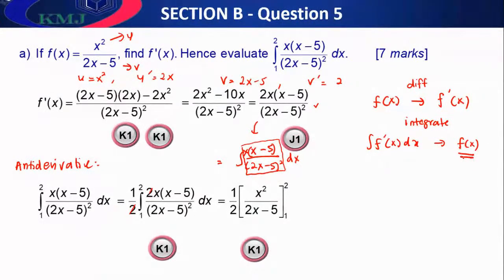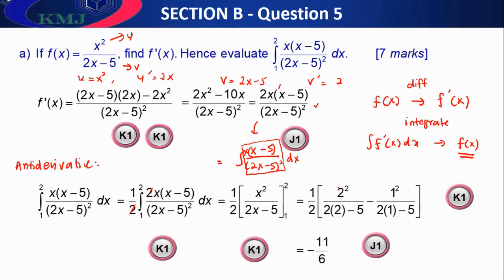Okay, all right, so we just substitute the function of f(x) here. So x squared over 2x minus 5. And do not put plus c because this is the definite integral. The limit is 1 and 2, so we just substitute 2 into x minus, substitute 1 into x. So you will get negative 11 over 6. K1 is the mark for substitution, the value of x, and J1 is negative 11 over 6.